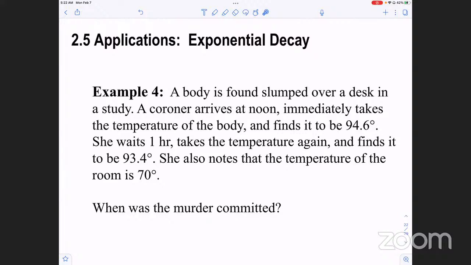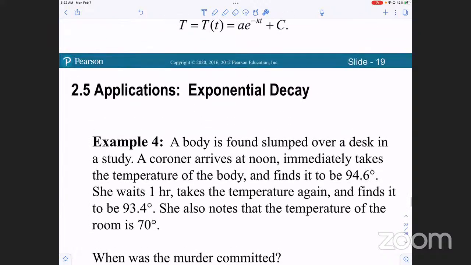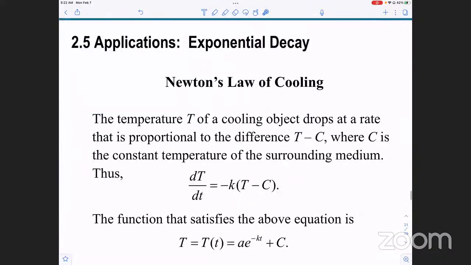Right. So let's see if we can do a direct application of Newton's law of cooling.